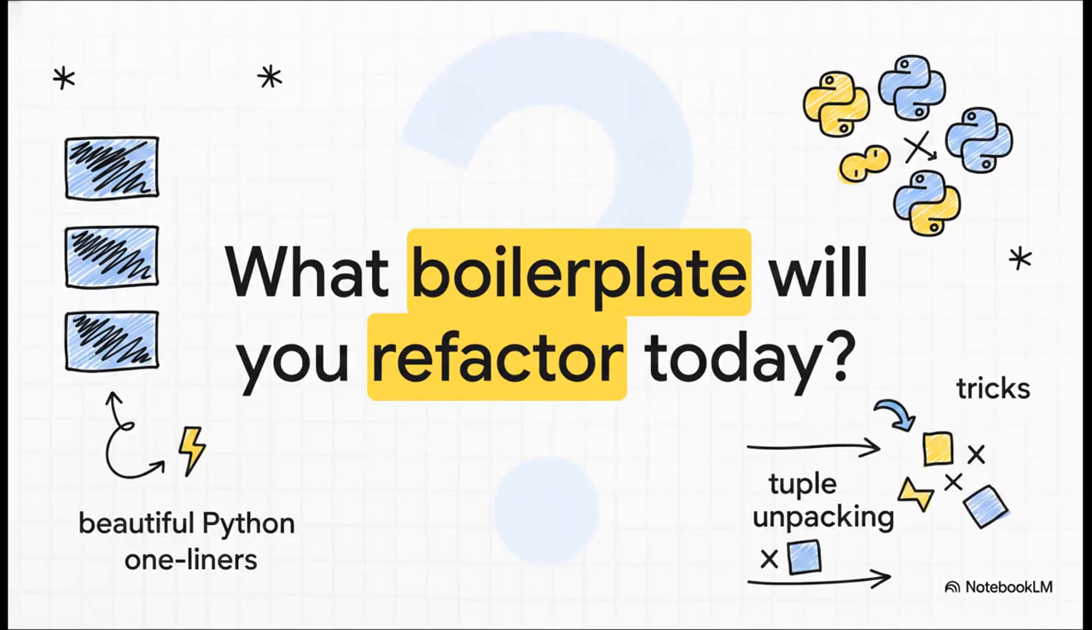And that brings us to the end of our journey into Python tuple unpacking. We've seen how a few simple syntax tweaks can replace multi-line temporary variable headaches with beautiful, reading-like English single-line solutions. So with these elegant tricks now firmly up your sleeve, I leave you with this. What clunky boilerplate code of yours are you going to refactor into a beautiful Python one-liner today?